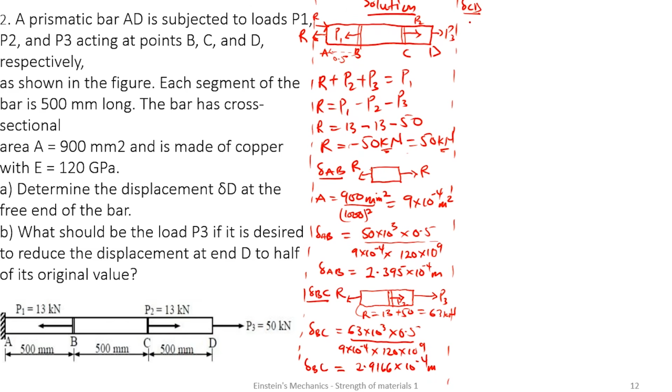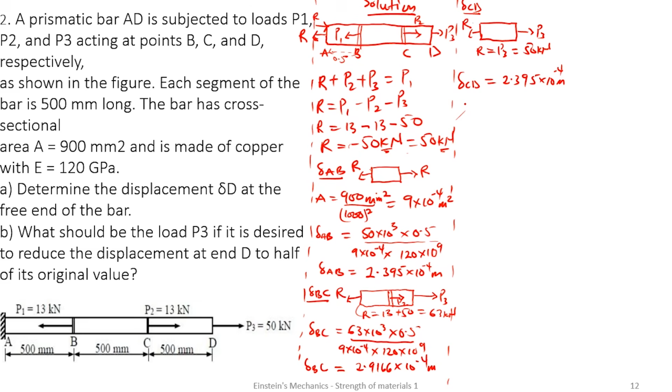CD. If I make a free body diagram for the CD, I'm getting something like this. And the force acting is what? P3. It's going to also have a reaction P3. So R is equal to P3, which is equal to 50 kilonewton, which is the same as the first AB. It also had a force of 50 kilo. So meaning elongation in CD is also going to be the same here, because the same 50 times the same length over the same 10, and we are getting 2.395 times 10 negative 4 meters.